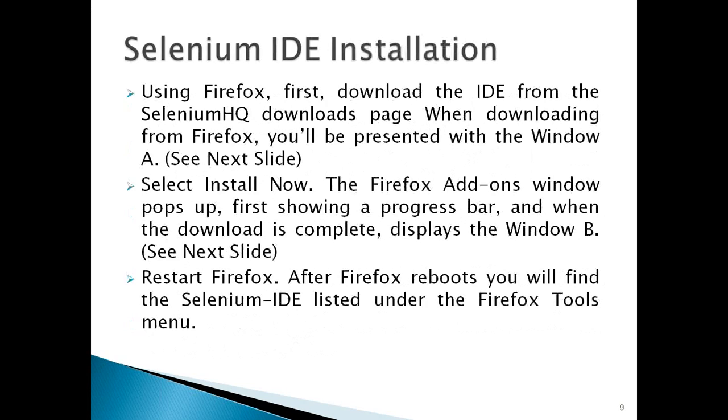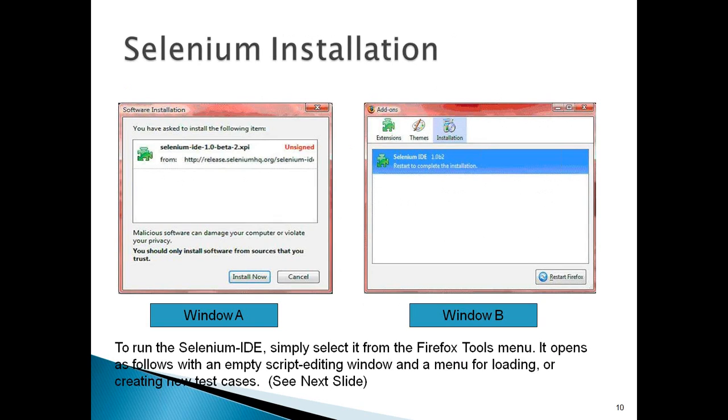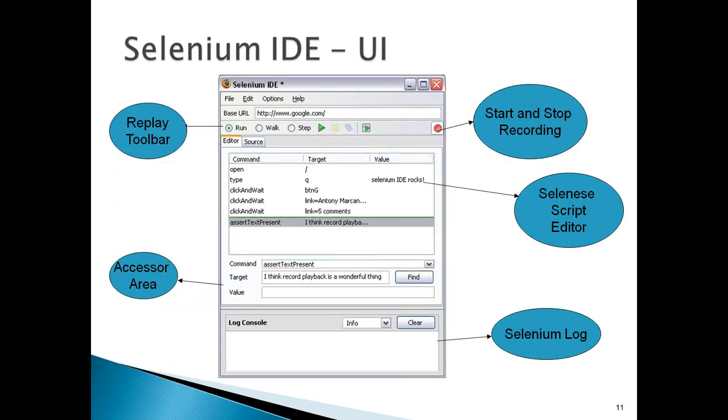Also, using Firefox, first download your IDE from the Selenium HQ official website. In the last session we have done this whole thing: just install it as a Firefox add-on from the Selenium HQ official website. It will show you this window where you just click the install now button. Once you click install now, it will ask for a restart of Firefox, and under the tools menu of your Firefox, you can see that Selenium IDE is installed. This is about getting familiar with the basic GUI of the Selenium IDE.